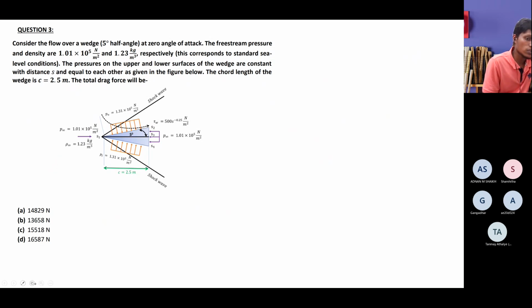I will give you a simple understanding. What kind of drag can you find out here? Drag is due to 1, pressure, and 2, skin friction or shear stress.